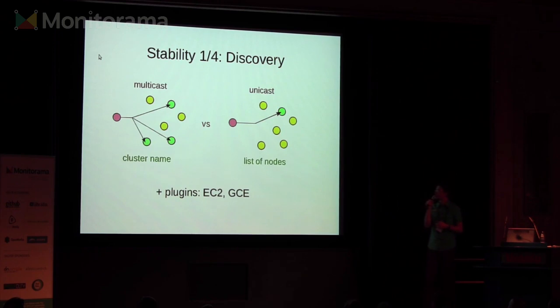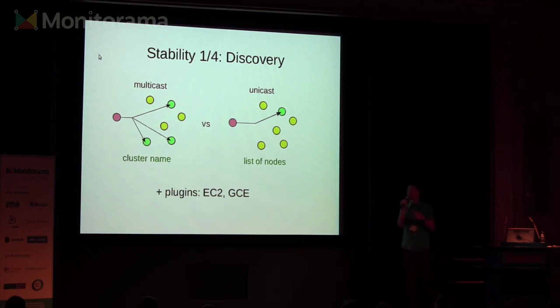If you are in an environment that doesn't allow multicast, like EC2, there are plugins that allow the same kind of dynamic discovery in those environments. And if you're paranoid like me, you can just use unicast and define a list of nodes in each node's configuration, so you have a more static cluster.